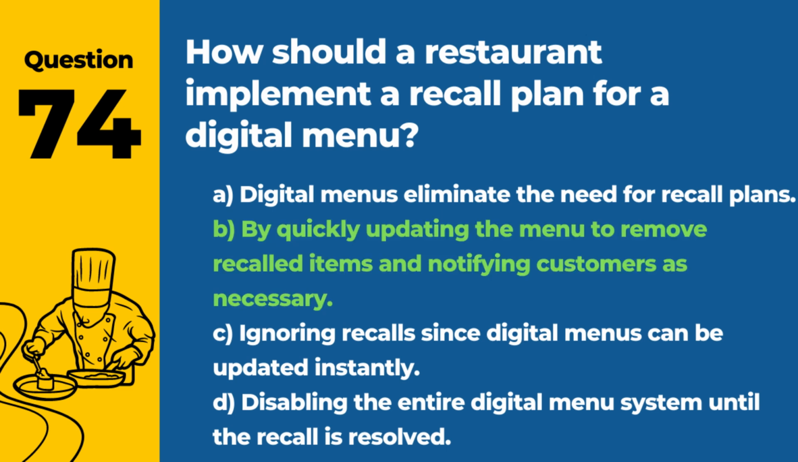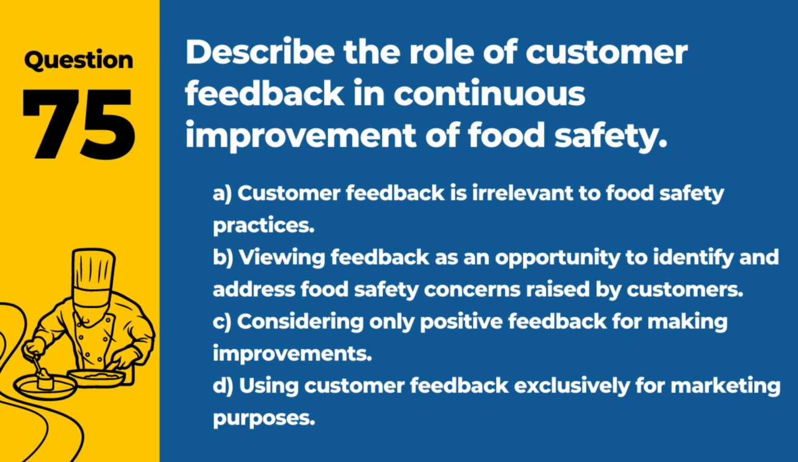Answer: B. By quickly updating the menu to remove recalled items and notifying customers as necessary. A recall plan for a digital menu involves prompt action to remove affected items and communicate with customers to prevent the consumption of potentially unsafe food. Question 75. Describe the role of customer feedback in continuous improvement of food safety.